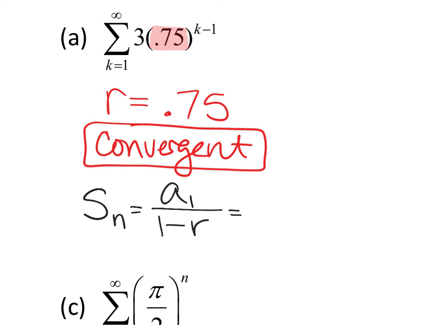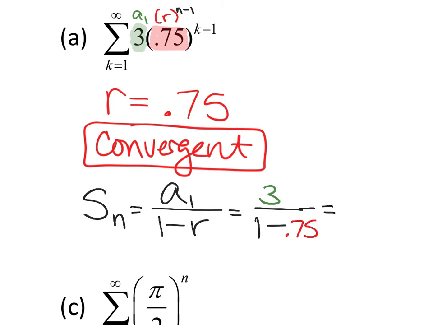We just need to know the first term in the sequence. Well, guess what? Oh, it's 1. Oh, it's not 1. It's 3. Oh, that's right. Your geometric sequences always have a sub 1 times r to the n minus 1, or k minus 1 power. So we know the first term is 3. And we're going to subtract that common ratio of 0.75.